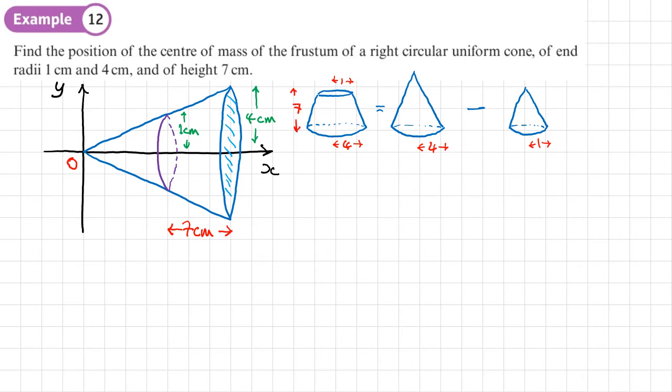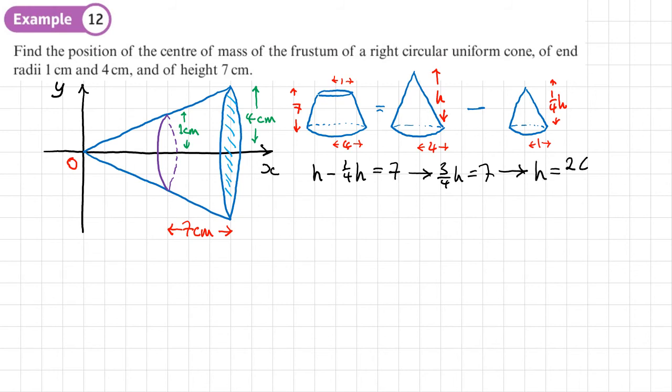And let's call the height of the large cone h. See if we can work out what h is. Now for the small cone, using scale factors, the height of the smaller cone must be a quarter h, or h over 4. So that means in terms of h, the height of the frustum is h minus a quarter h, and that is equal to 7, the height of the frustum. So 3/4 h is equal to 7. Multiply both sides by 4 over 3, and we've got h is equal to 28 over 3.